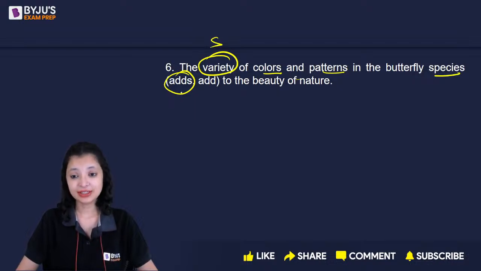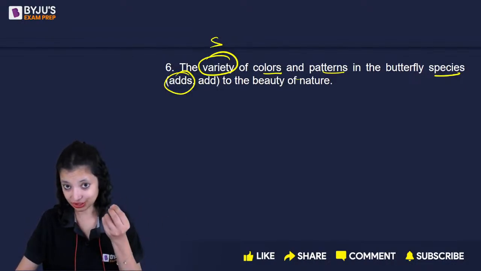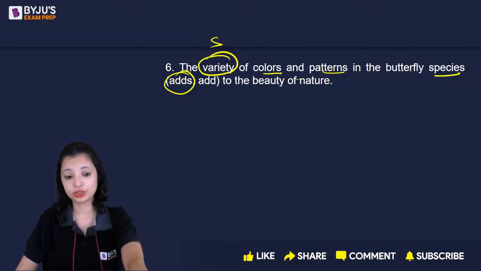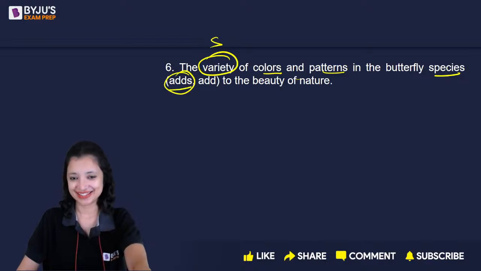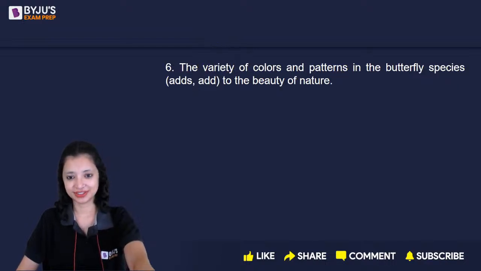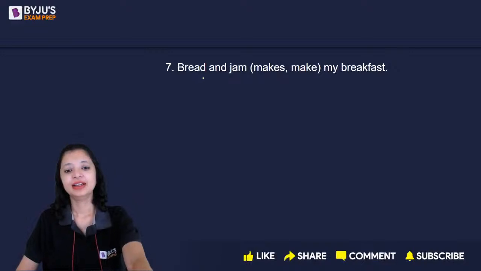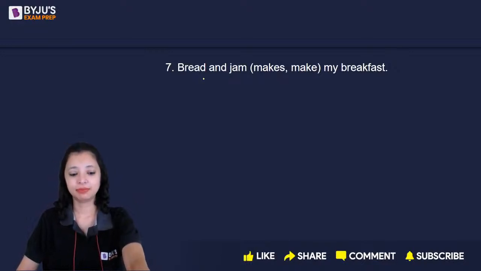The variety of colors and patterns, subject is variety. The main subject, okay? That is what is going to take the verb form. So our answer is going to be a singular verb, adds. Next question, here we go. Bread and jam make my breakfast.